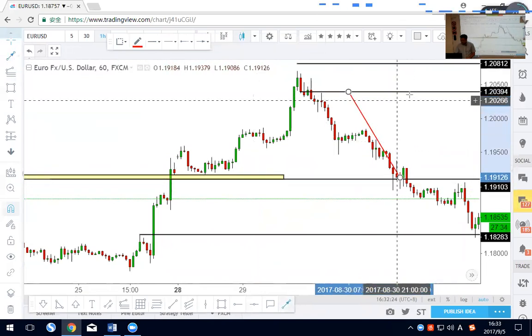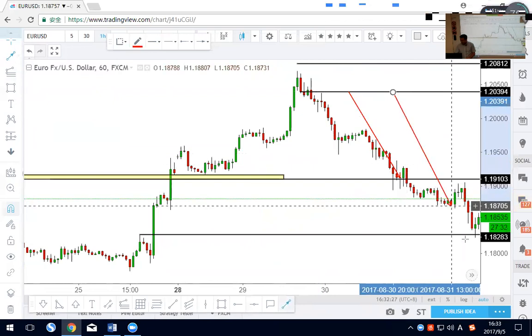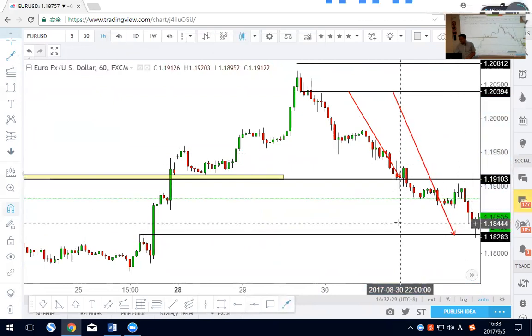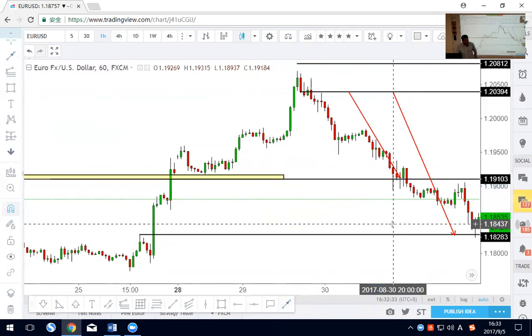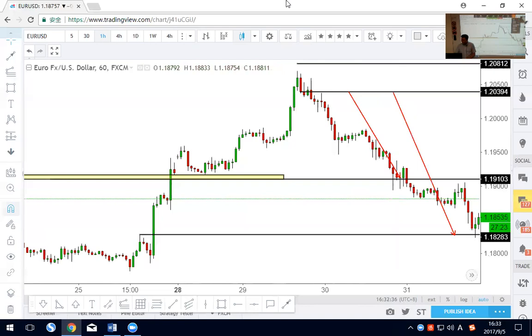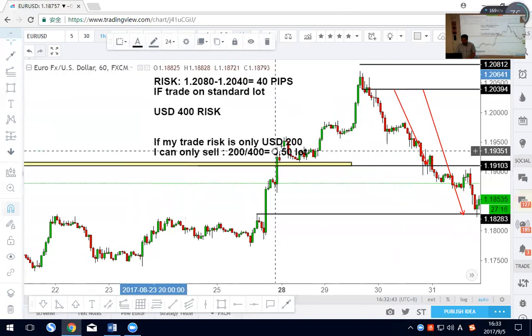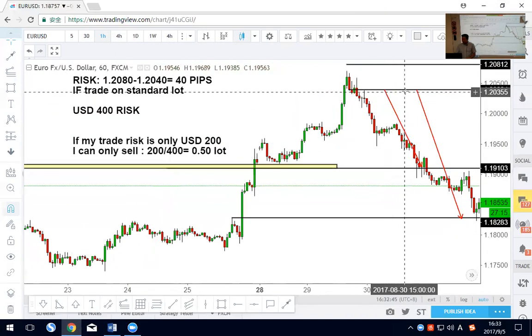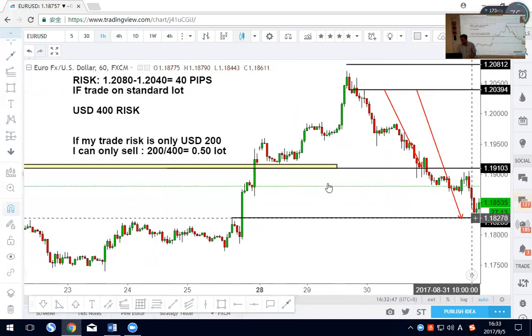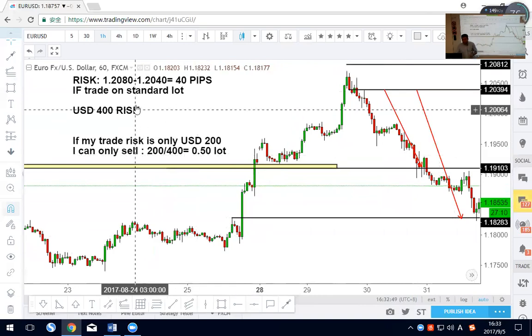1.2040 to 1.1828, that is about 200 pips. Anyone take this trade? Please tell me, give me some feedback. You shorted? Okay, good, David. So with this 0.5 lots, how much did you win? You traded 0.5 lots and you earned 200 pips.